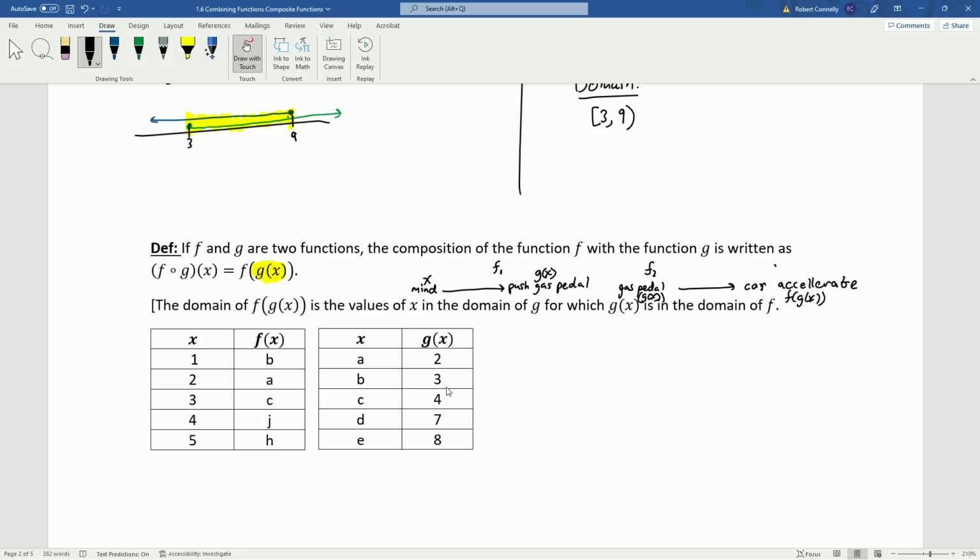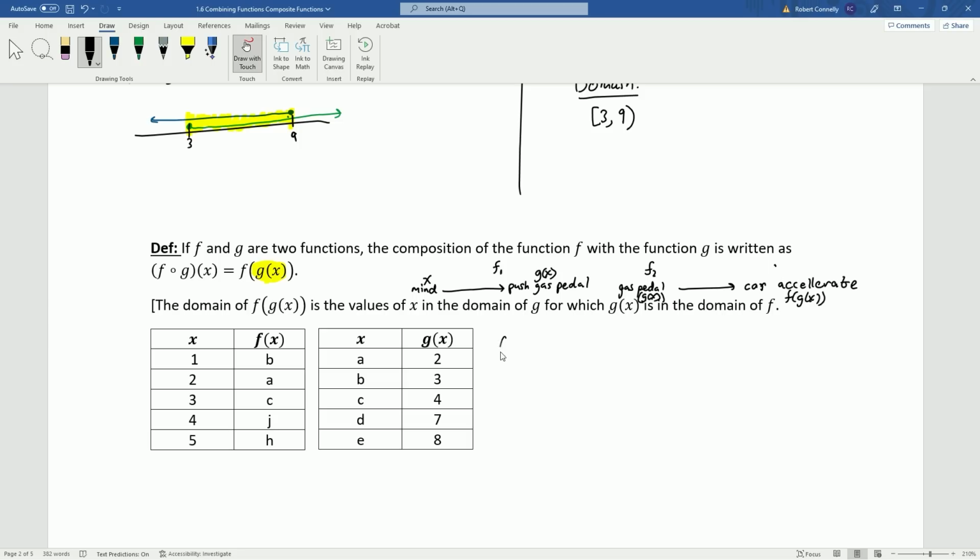While we're at it, we're going to explore this idea that the domain of f of g of x is the values of x in the domain of g, for which g of x is in the domain of f. That sounds complicated, but let's just say it one more time. The domain of the composite function is the values of x that work for g, such that the output for g works for f. I think we'll see exactly what that means momentarily.